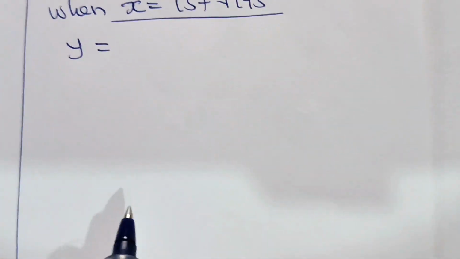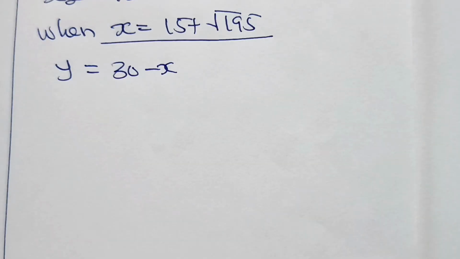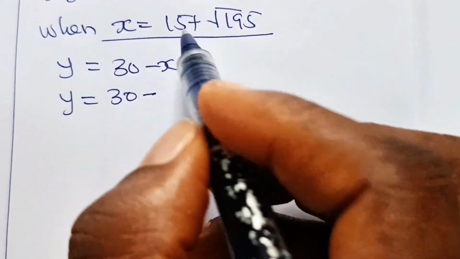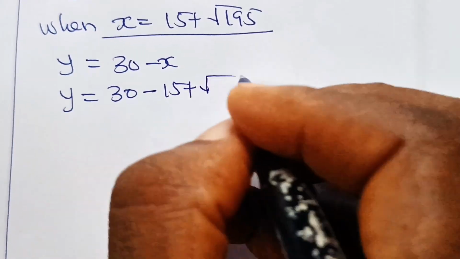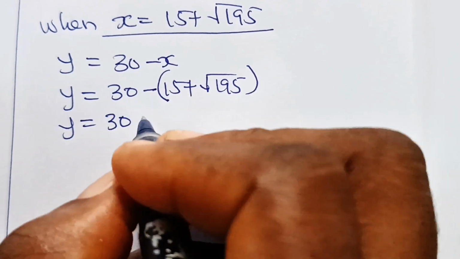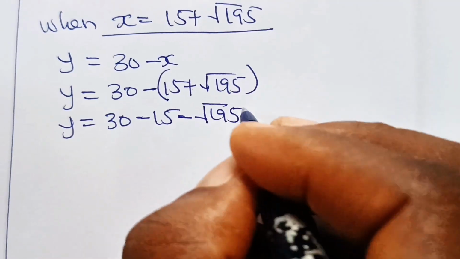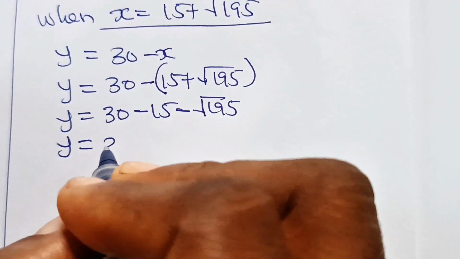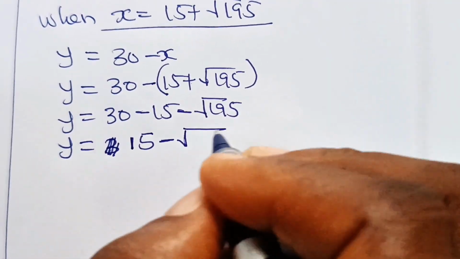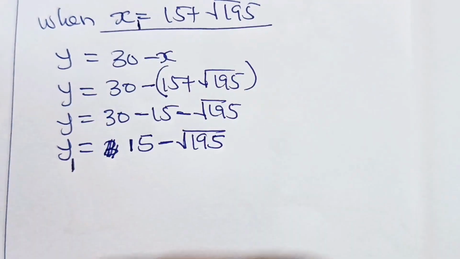Remember that y is equal to 30 minus x. So y will be equal to 30 minus, now our x is 15 plus root 195. So y will be 30 minus times 15 is minus 15, minus times plus is minus, and we have root 195. So y is equal to 30 minus 15, which gives us 15, minus the square root of 195. So this is the first value of y, and this is the first value of x.